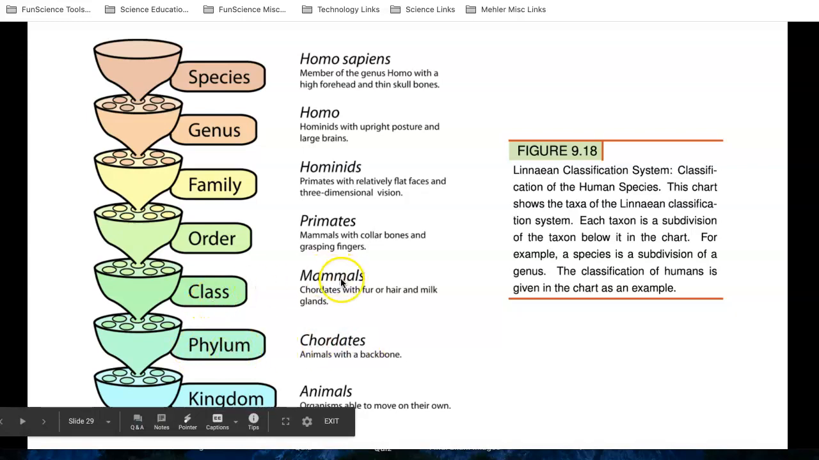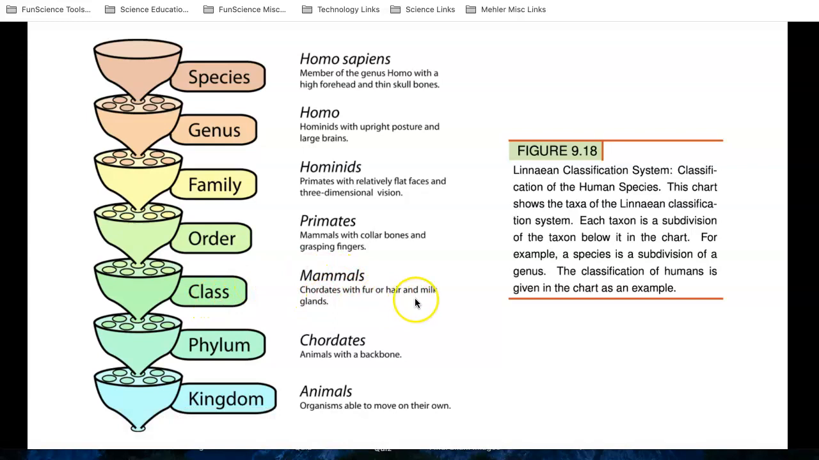The class is mammals. These are chordates with fur or hair and milk glands. The order is primates, mammals with collarbones and grasping fingers. The family, we are in the family of hominids. These are primates with relatively flat faces and three-dimensional vision. And the genus is Homo. These have an upright posture and large brains, and our species is sapiens. So that is how the Linnaean system would classify us.